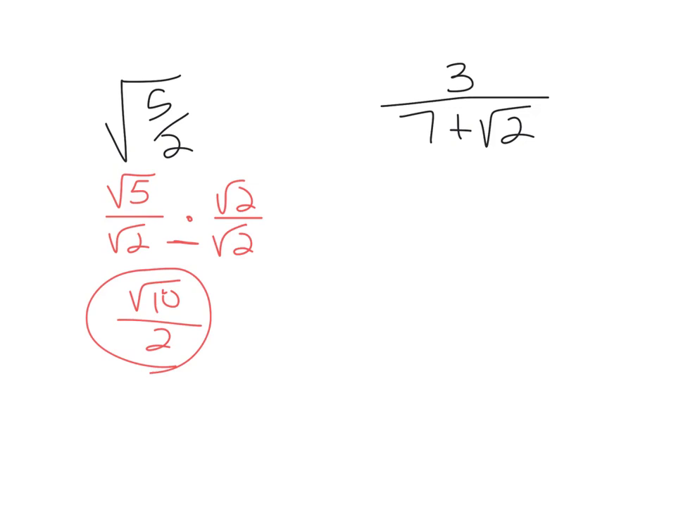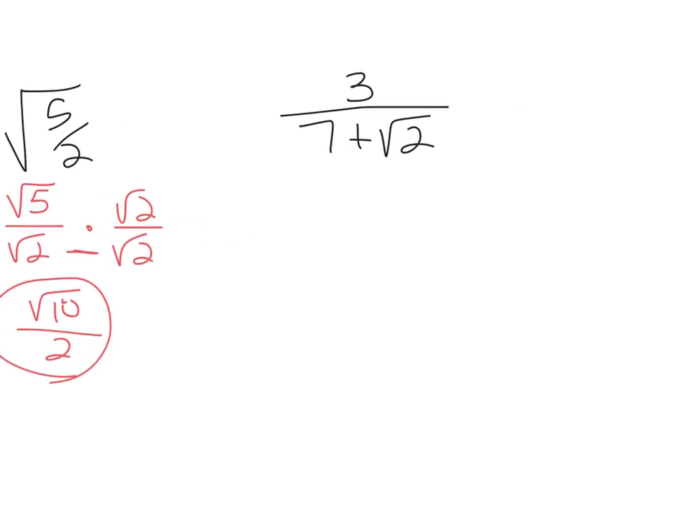Now the next one's a little tougher because there are 2 numbers in your denominator. If I just multiplied like I did last time, if I were to do square root of 2 over square root of 2, I would get this in my numerator. My denominator, I would have to distribute, so I get that, and I still have a radical down there, so that won't work.